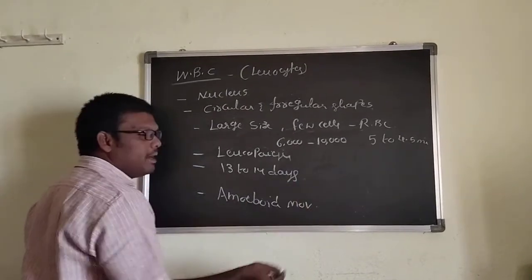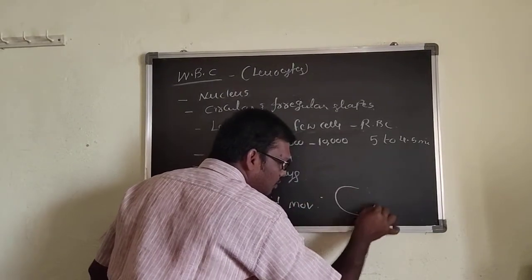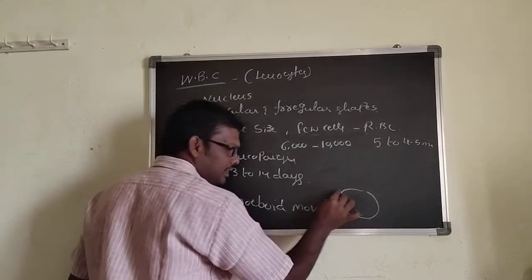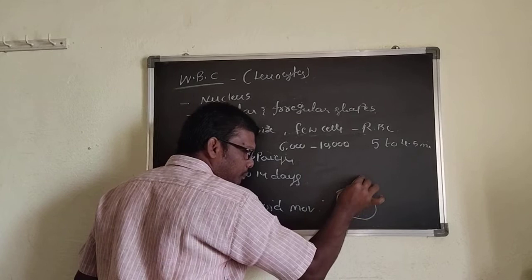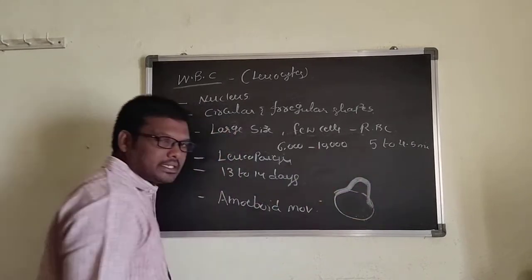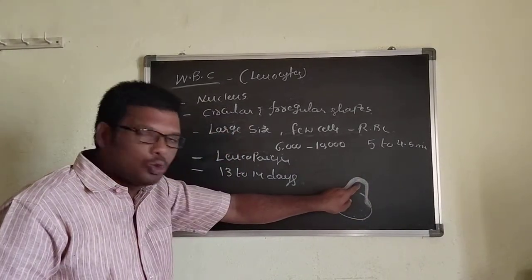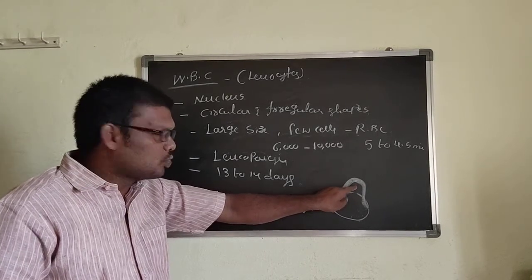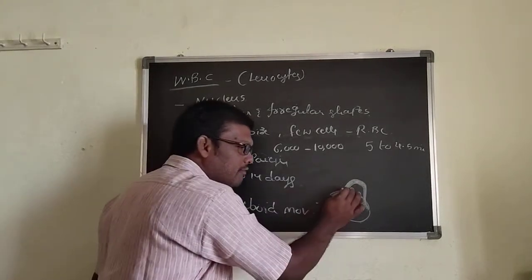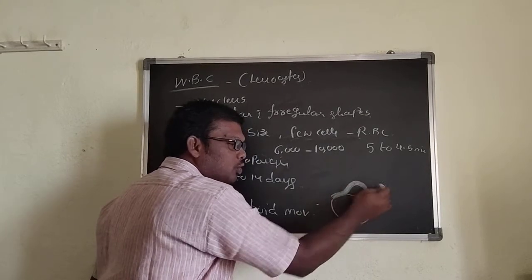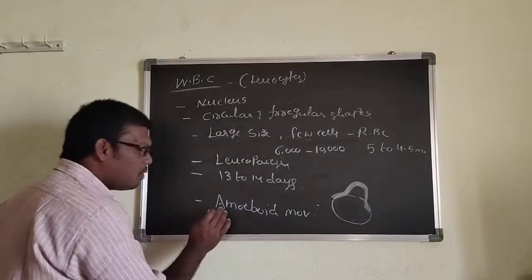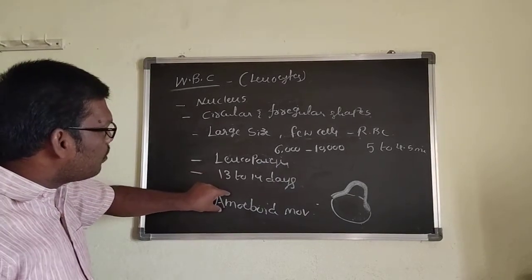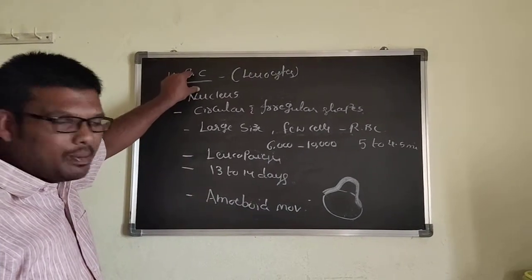And then the WBC can show amoeboid movement. Amoeboid movement means, now this is the cell. The cell has cytoplasm. The cytoplasm will protrude forward like this and form a pseudopodia. Pseudo means false, poda means legs. By using pseudopodia, it can undergo movement. That type of movement is called amoeboid movement. That's why WBC shows amoeboid movement.